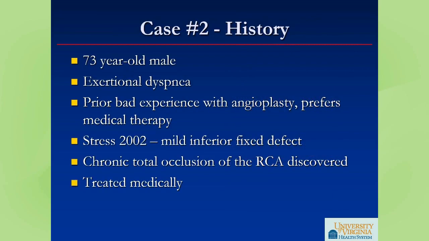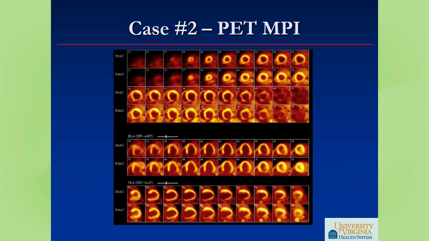So moving on, case number 2 is a 73-year-old male who has exertional dyspnea and a prior bad experience with angioplasty and would prefer medical therapy. He had a stress test in 2002 that showed a mild inferior fixed defect, and at that time a catheterization showed a chronic total occlusion of the right coronary artery, and he was treated medically with very good response for a long period of time. However, he now comes back in with exertional dyspnea, and further stress testing was warranted.